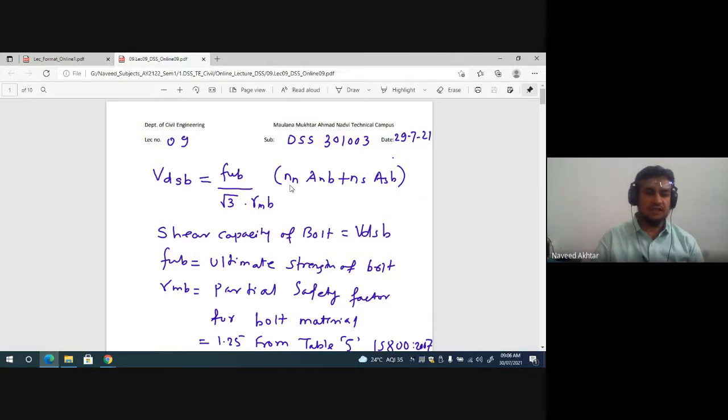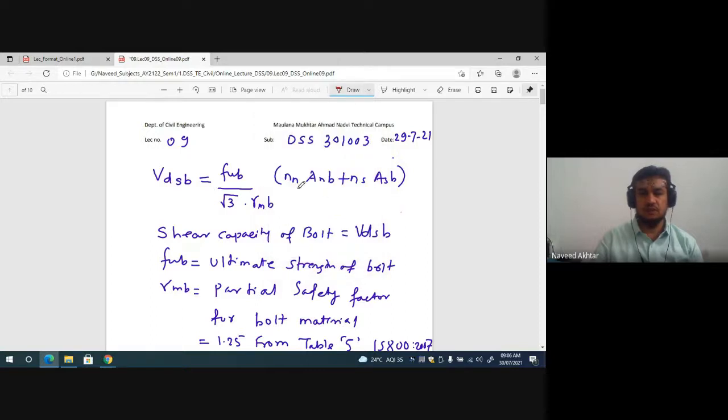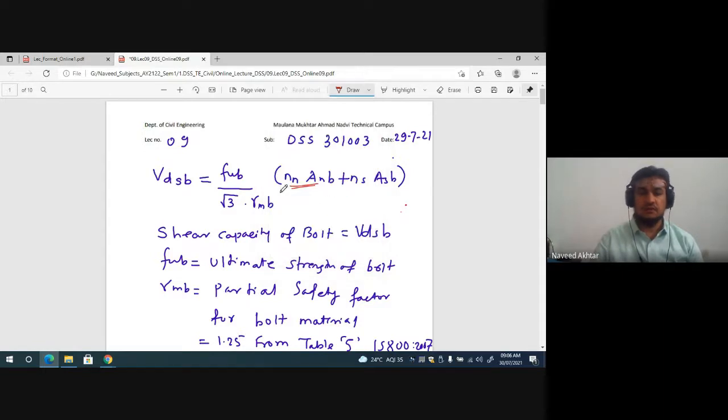nN is for the shear at the threaded portion, because the threaded portion is not the total gross area or plain area, that's why we are considering it with the net area. And net area generally we are taking for this bolted connection as 78% of the plain area.